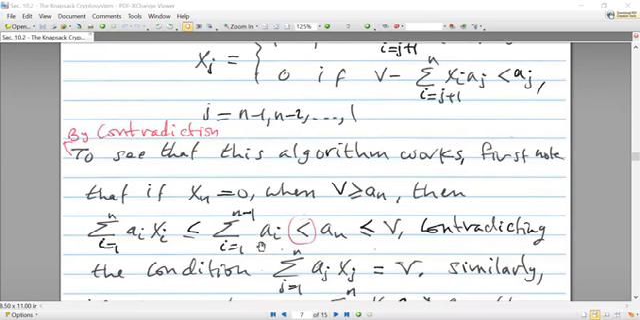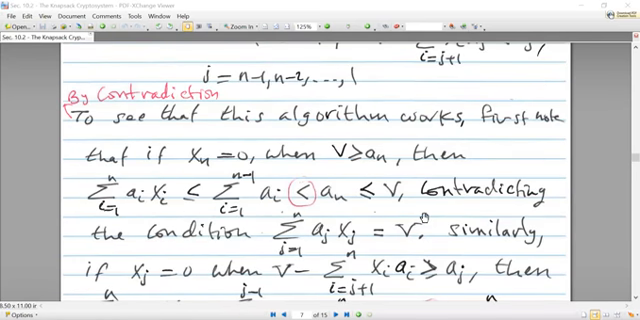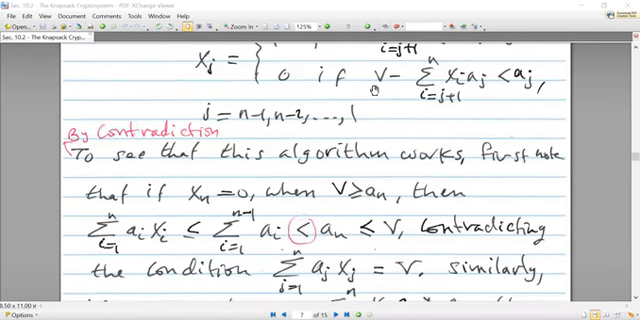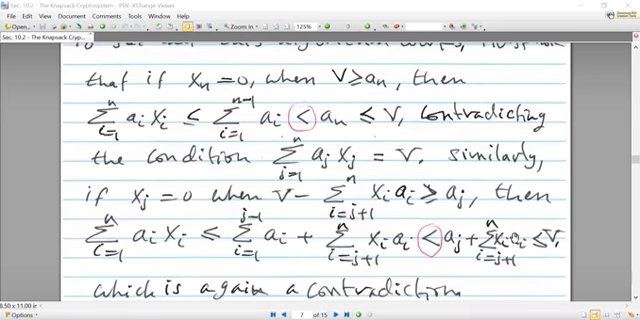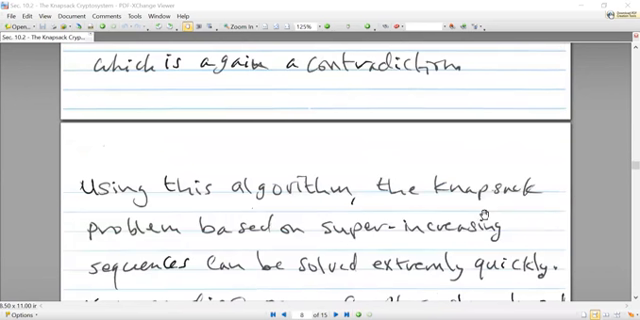Then this sum is going to be less than or equal to the sum of a sub i, for i equal 1 to n minus 1, because we include all of them. But because the sequence is super increasing, we know that this sum is strictly less than the term that comes after, which is an. But we have an less than or equal to V, and this contradicts that the sum should be equal to V. Similarly, we treat the x sub j with a similar argument, and we see it leads to a contradiction.